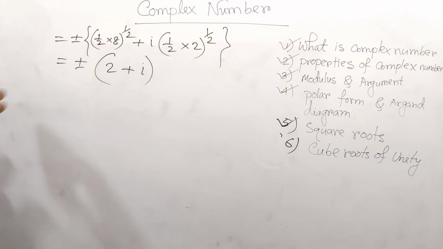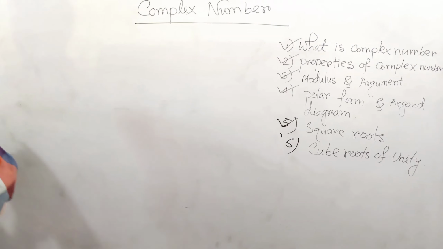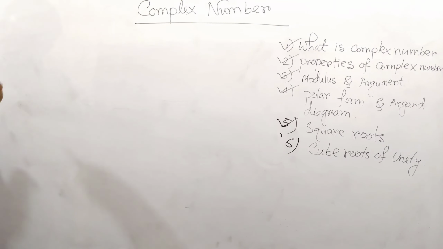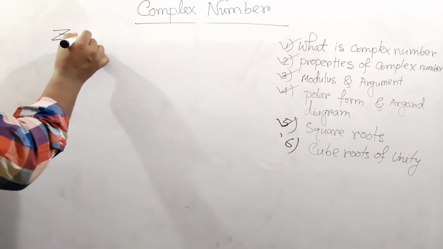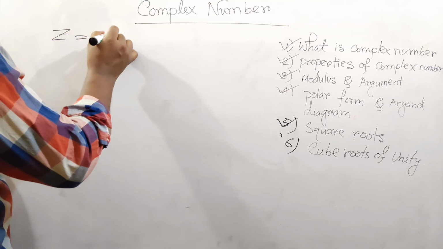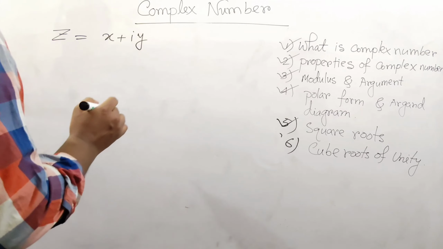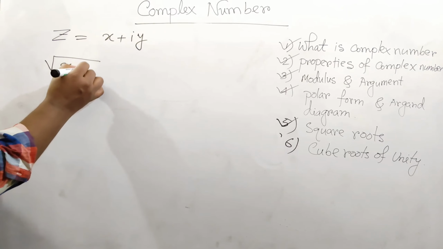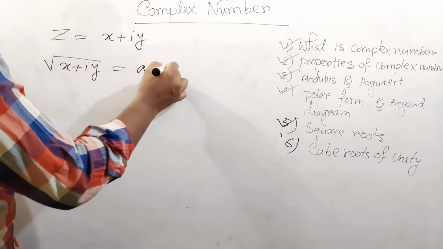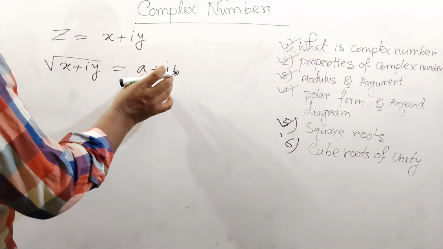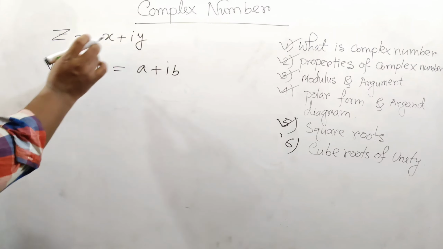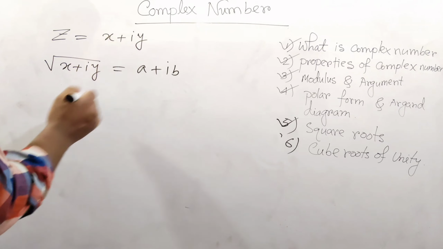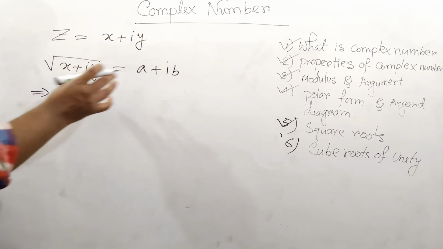Okay, so some students will do this sum by using the full form. Suppose the given complex number is z, that is x plus iy. So you need to find the square root of this. The traditional method is, you just say the square root of x plus iy equals a plus ib. So here it is the same thing: if it is given plus, you must use plus here; if it is given minus, you must use minus here. So now we'll do some calculation.